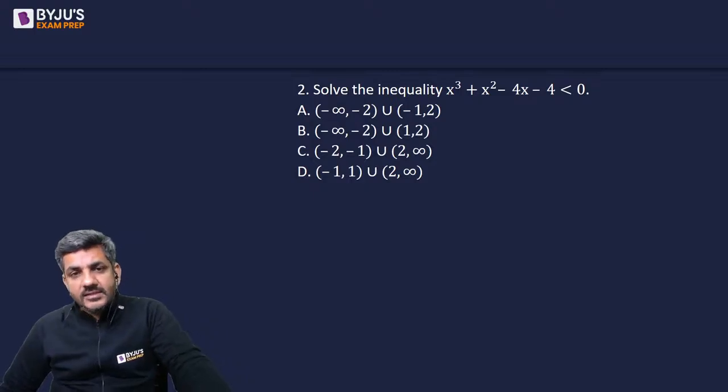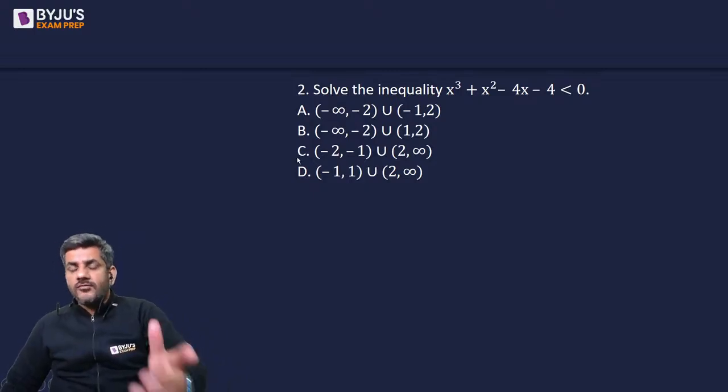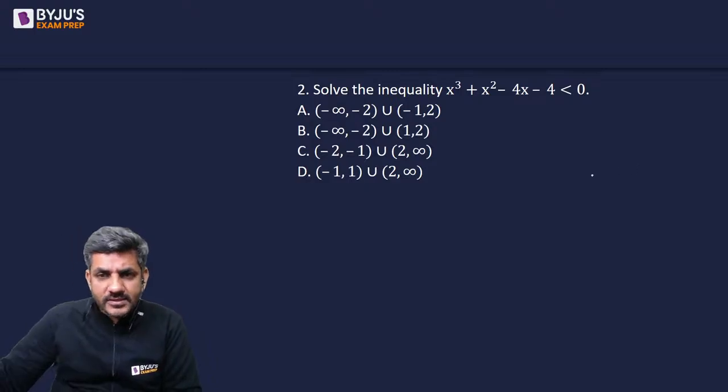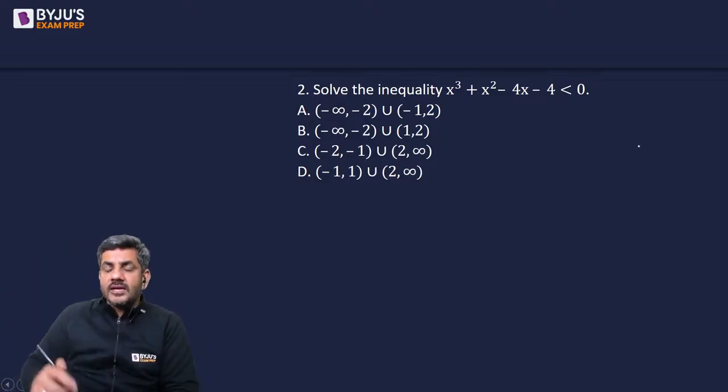Okay, let's start doing this as well. Solve this inequality. Of course, there is a generic way of solving these questions by solving the inequality and then getting the answer.